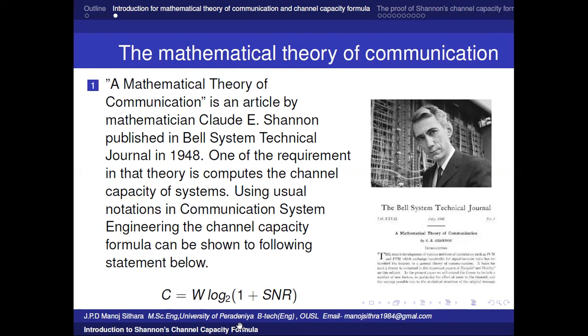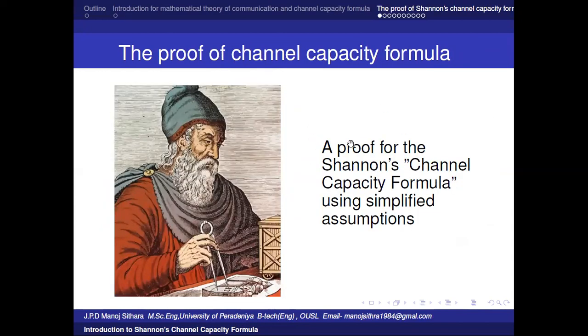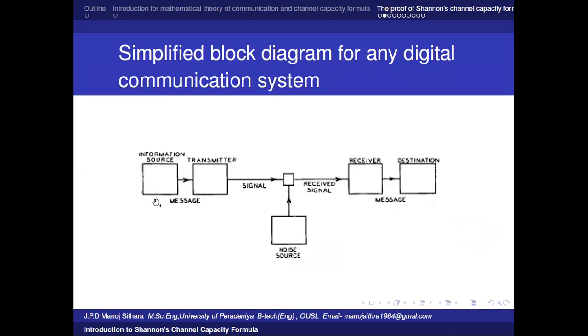And if we want to derive or prove the Shannon capacity formula, a proof can be done using a simplified assumption rather than the one originally published by Shannon in 1948 in the mathematical theory of communication. However, let me assume a band limited, power limited channel in this block diagram. In the block diagram, we have a transmission section, a channel and noise generation part, and the receiver and destination message.